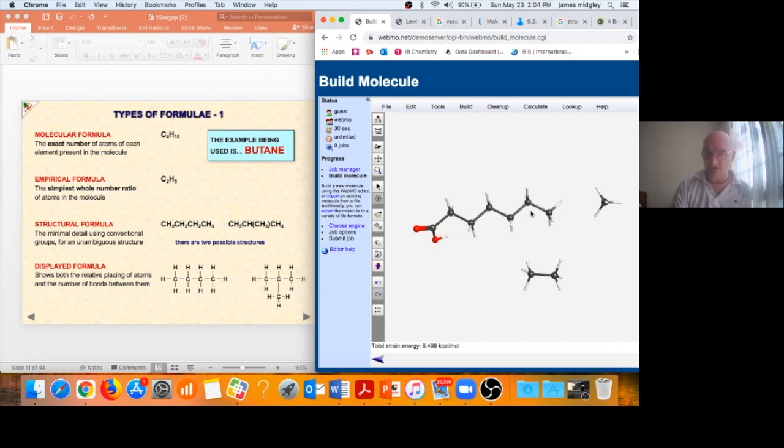But we wouldn't know the connectivity. We wouldn't know if this methyl group was branched here just from the molecular formula. We need to see the structural formula or the displayed formula to have a Scooby-Doo about what the actual molecule will look like.